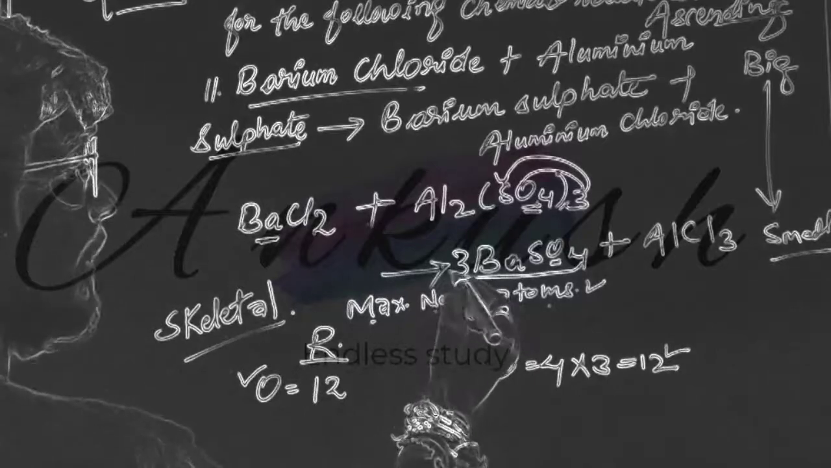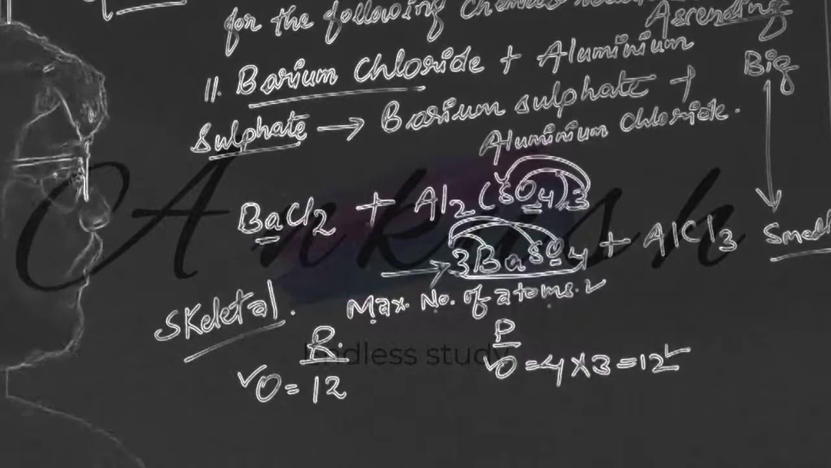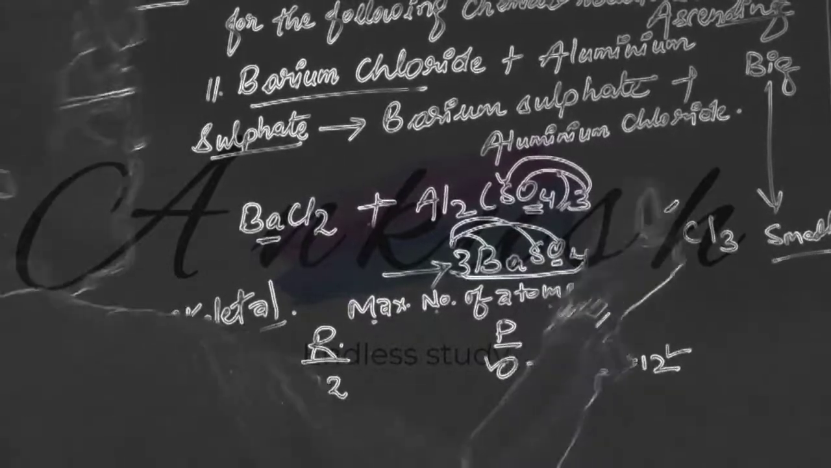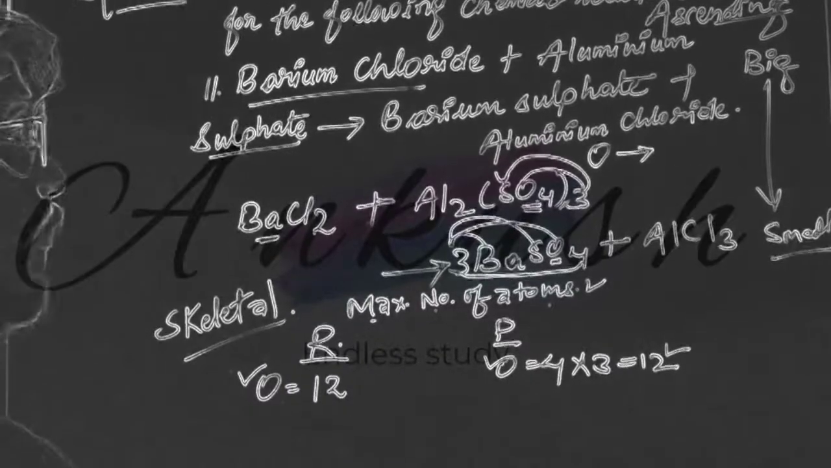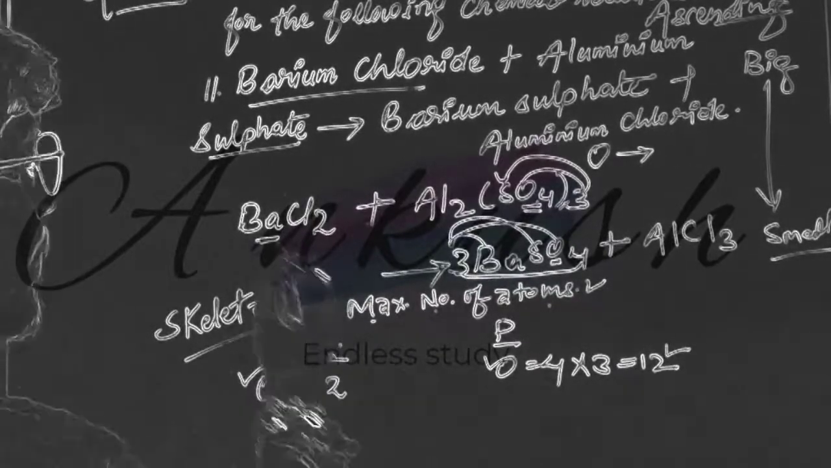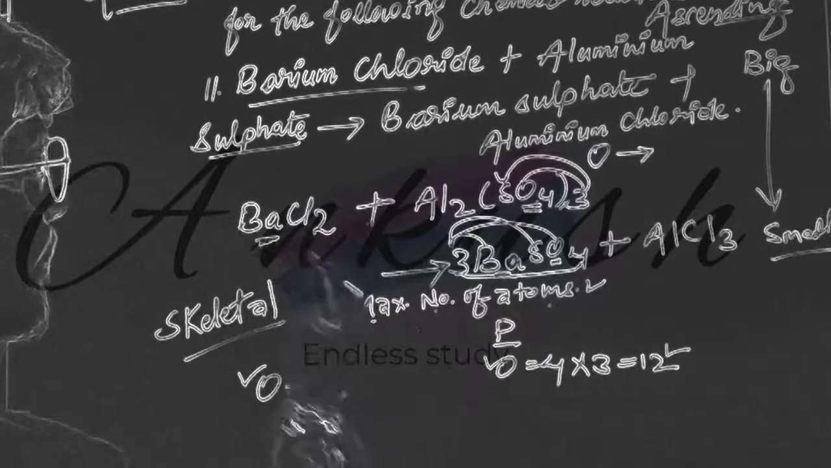That is, 3 is getting multiplied to barium also, to sulfur and to oxygen. Now, first we went for oxygen. After oxygen, we will look for the other element which will come. So here barium 1, here barium 3.